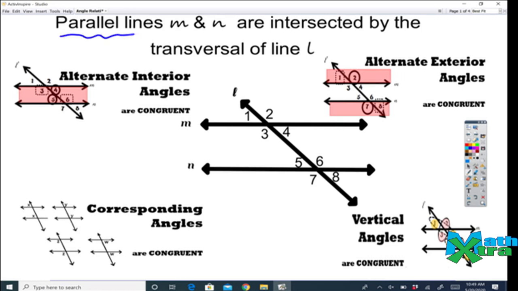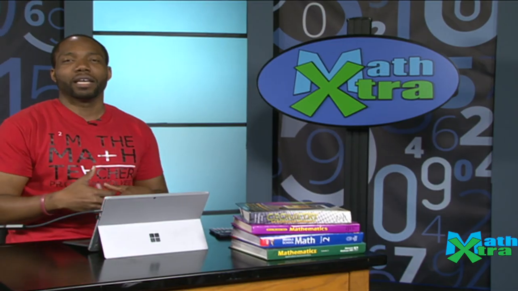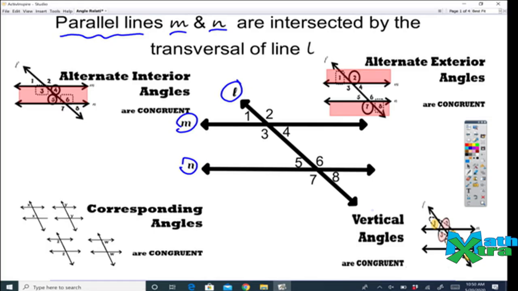So we have parallel lines M and N, intersected by the transversal, line L. Basically, a transversal is a line that intersects a pair of parallel lines. That's all a transversal is. It's the line that intersects the parallel lines. So let's look more deeply into the lesson.